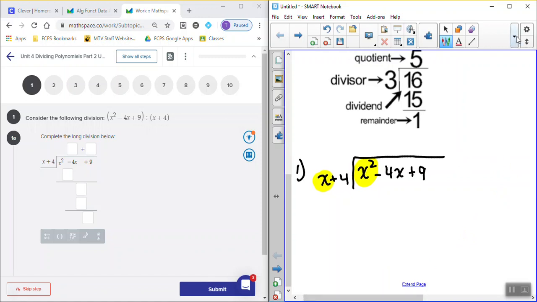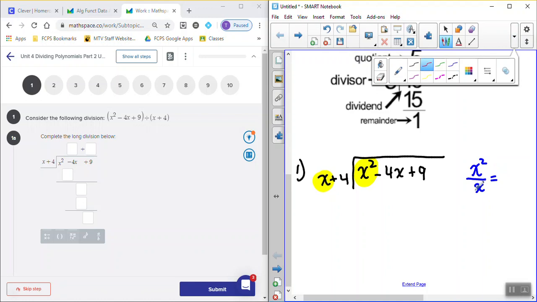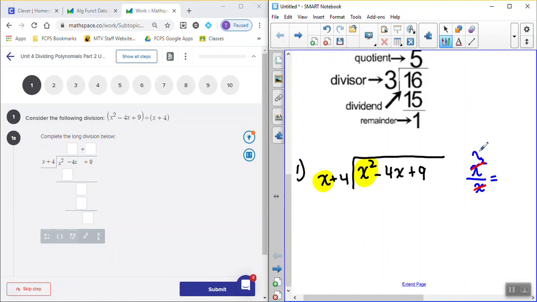So what I'm going to do is take x squared and divide it by x. Where did I get this x squared from? From right here, my first term. And where did I get this x from? From my first term in my divisor, okay? So x squared divided by x, you can just take out an x here, take out an x here, and then you have just one x left. So the answer to this problem is x. Okay, so this is part of my quotient, my answer right here.